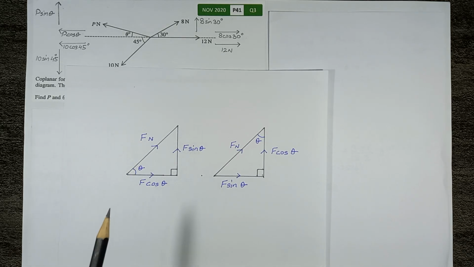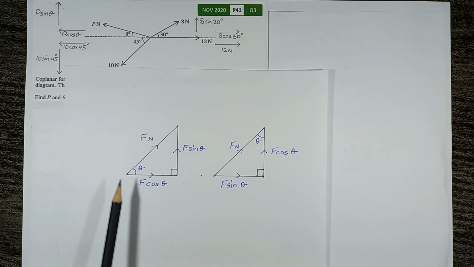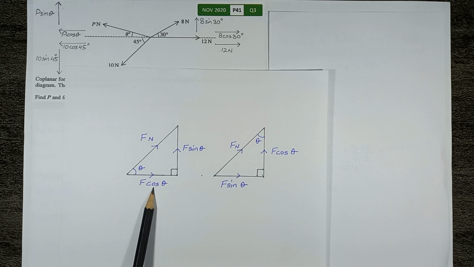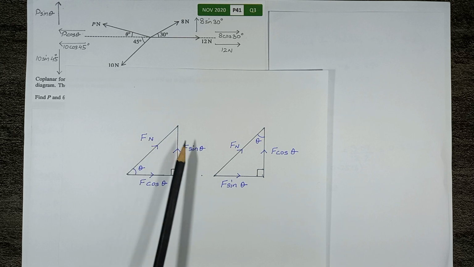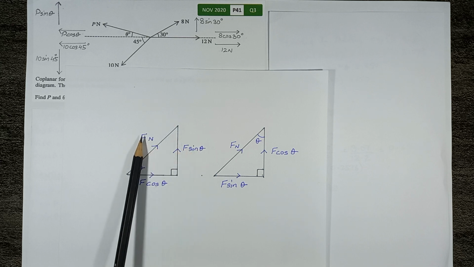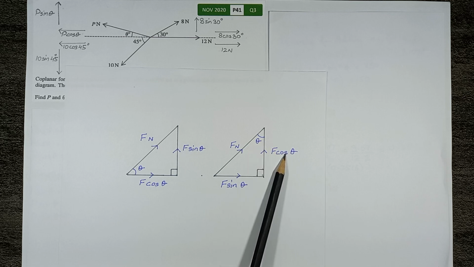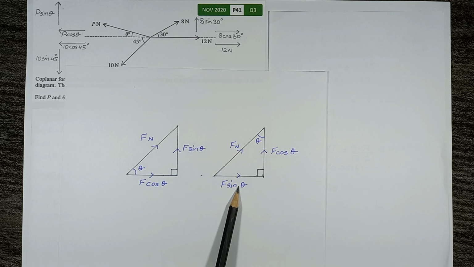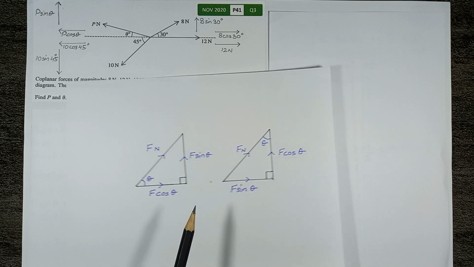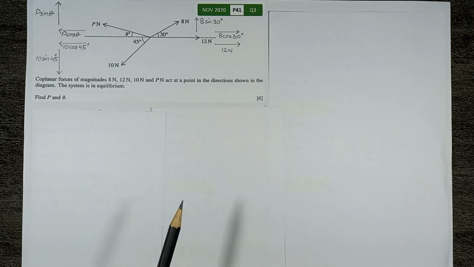I have seen that most of the students have a misconception that the horizontal component is always a cos component. No, it is not like that. If this is the angle theta which is given in the diagram, then the side next to that is a cos component of that particular force and the opposite side would be a sine component. But if the angle given is this one, then the side next to that would be a cos component and the opposite side would be a sine component. That means it is not like horizontal is always cos, it depends upon the angle.